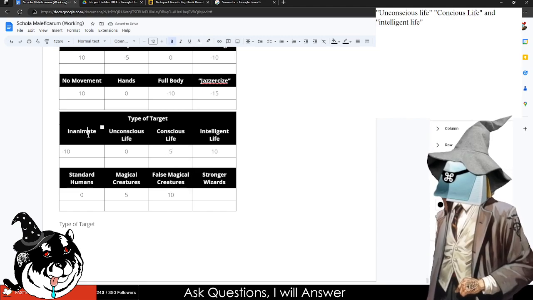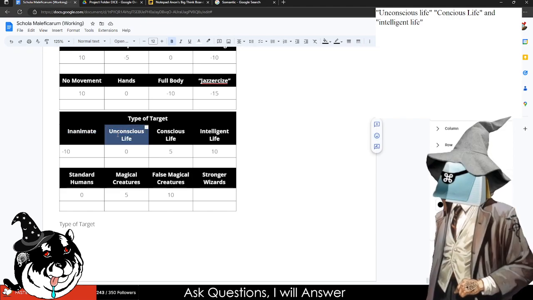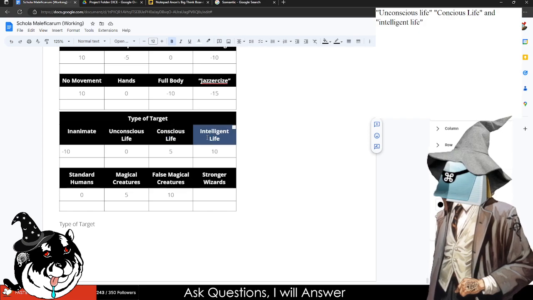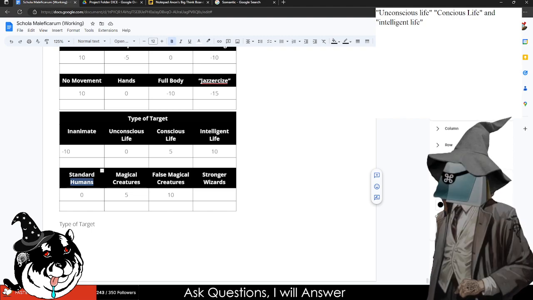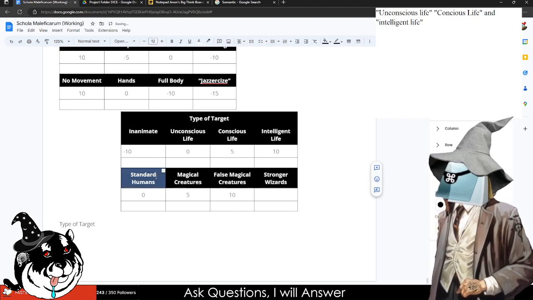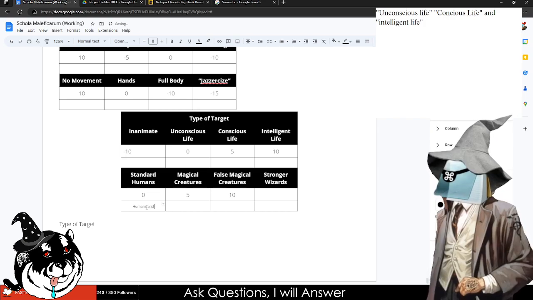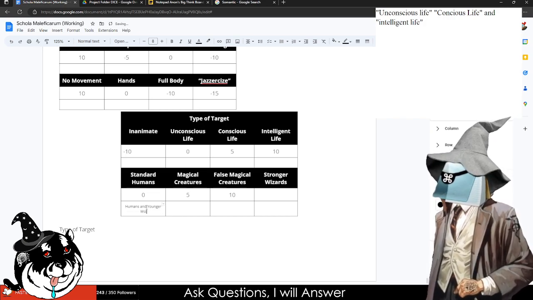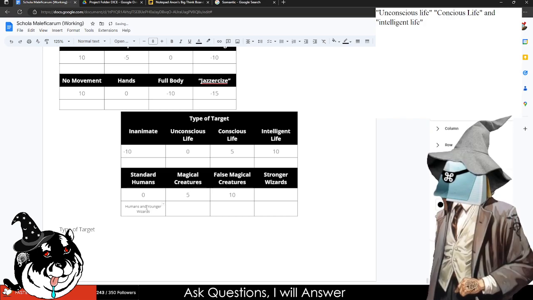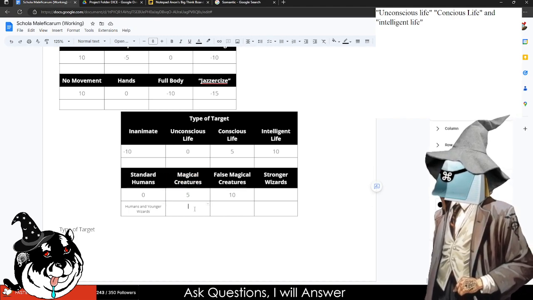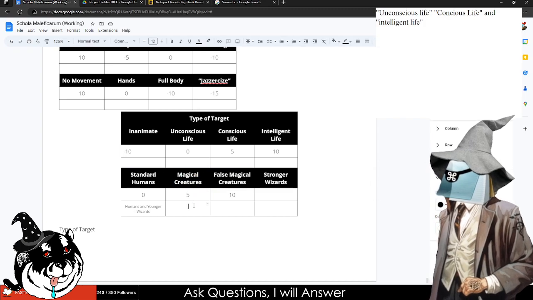So to give you an idea, inanimate is like a rock. Unconscious life is like plants. Conscious life are animals. Intelligent life are people, or thinking entities. Do you have sentience? If that is the case, then standard humans are here. It'd be humans and younger wizards. Pretty much people below your power level, you don't gotta worry with. Any magical creature kind of falls into this category. They're a little bit more complicated to influence, but not as much actually.